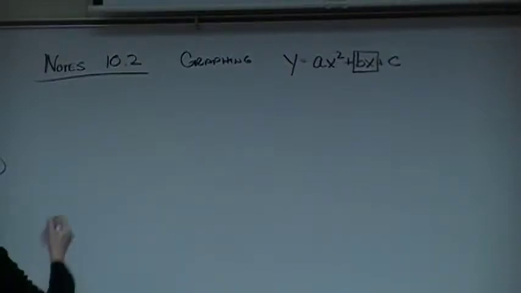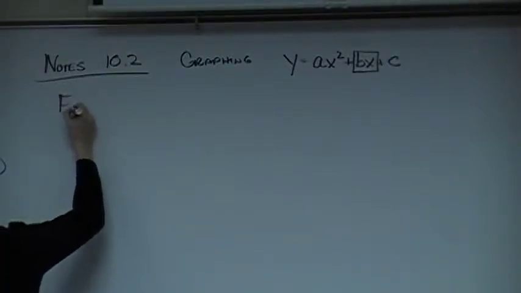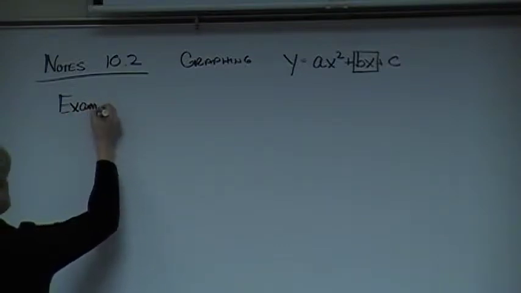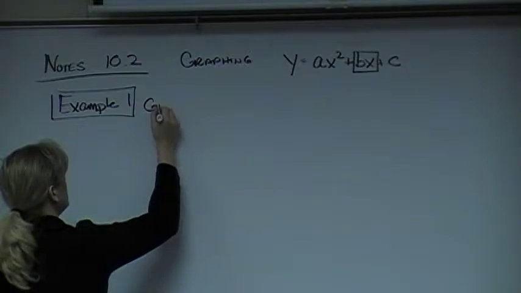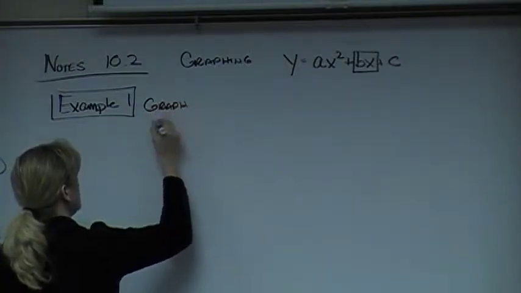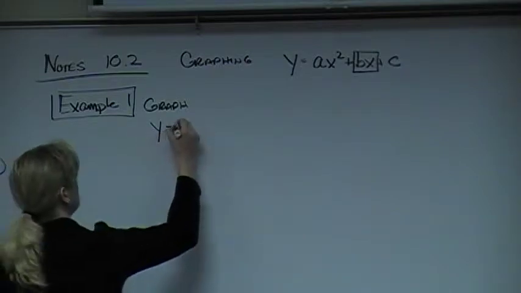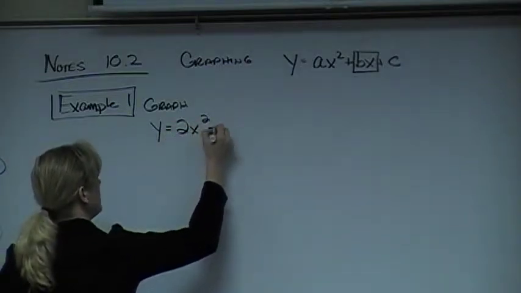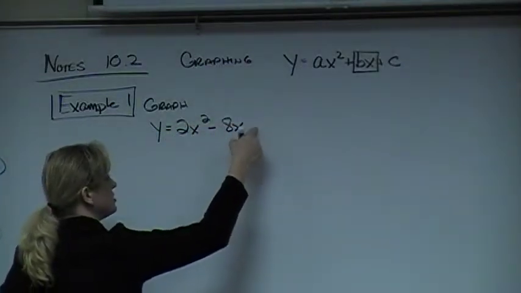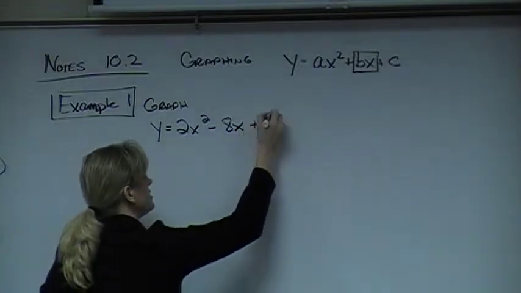Together. All right, so we'll call this Example 1, and I'm going to go through the steps as I do this example. Example 1, we're going to graph y equals, what is it, class? y equals 2x squared minus 8x. And what's the c? Plus 6.